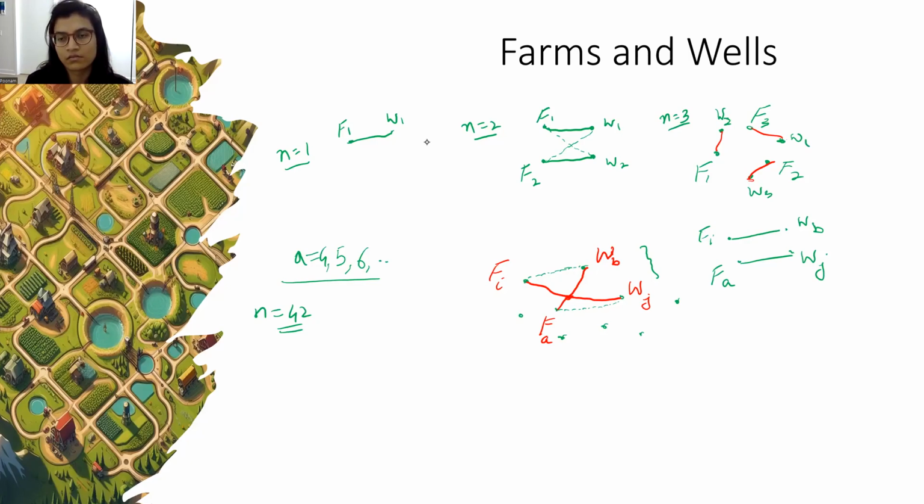In the beginning, just connect farm 1 to well 1. Connect farm 2 to well 2. Farm 3 to well 3, farm 42 to well 42. This will create a lot of crossings. Go over the first crossing. Collect all the crossings, note them down in your notebook, pick up the first crossing, modify it, correct it using this procedure. So that crossing is gone.